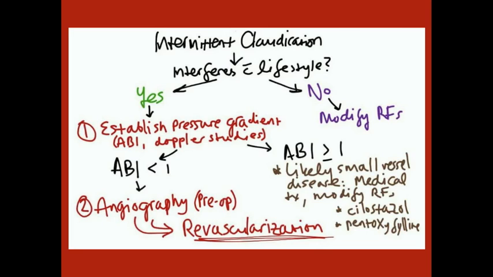If the ABI is less than 1, then your next step is going to be angiography. For the most part, once the patient has an ABI of less than 1, at this point, you're pretty much for sure going to be doing surgery on the patient. So the angiography is done to determine where the blockage is and to get an idea of how extensive the blockage is, whether it's a long segment blockage or if it's just a focal blockage. And after that, then you can do the revascularization.